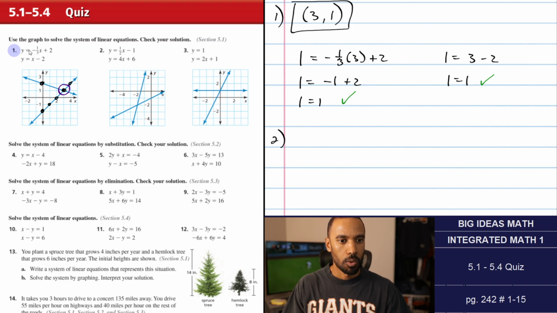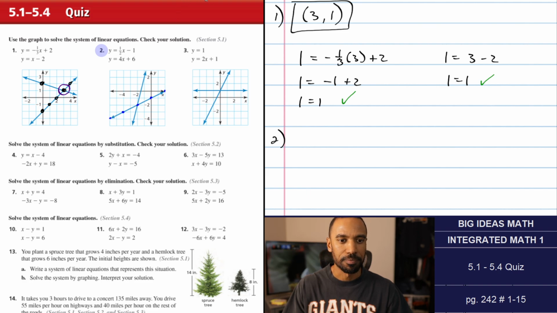Number 2, y equals 1/2 x minus 1. Y equals 4x plus 6. Also both in slope-intercept form. In fact, all these are in slope-intercept form here. 1/2 x minus 1 is this guy right here. Negative 1 and up 1 right 2, but also down 1 left 2 right here. Looks to be intersecting with this other line.